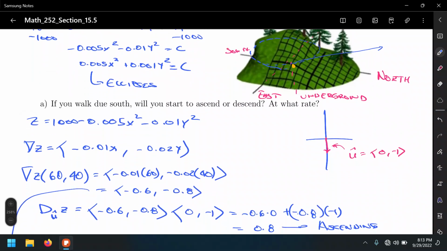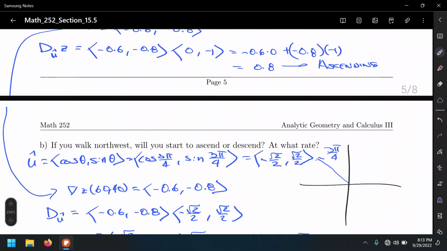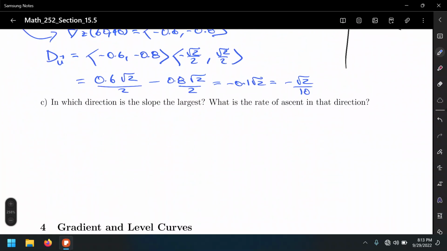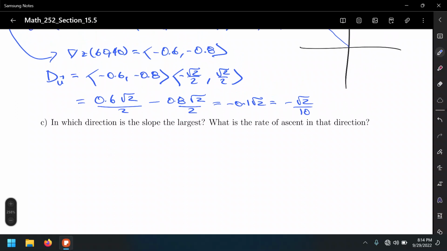Oh, we're not done yet. There's a third part, right? In which direction is the slope the largest? So now we're looking in general at which direction has the steepest ascent. If we're hiking on this hill, what's the largest slope in this case?